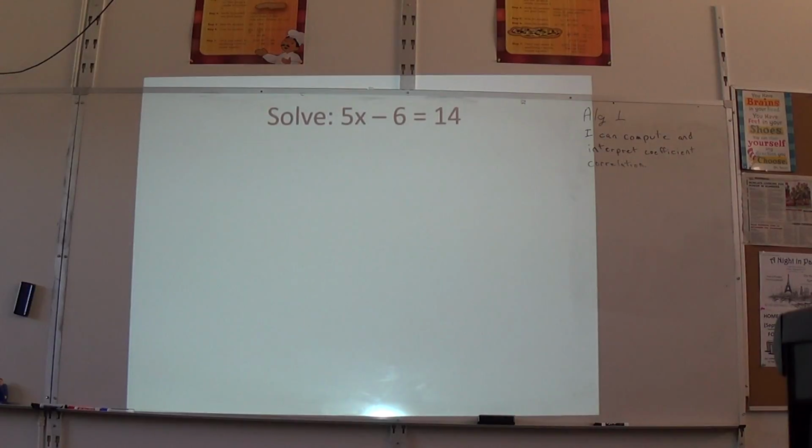Next equation, 5x minus 6 equals 14. Okay, Kelby, what's the first step? Because you don't pay attention. Dominic? Right. Add 6 to both sides. That's going to give us 5x equals 20.